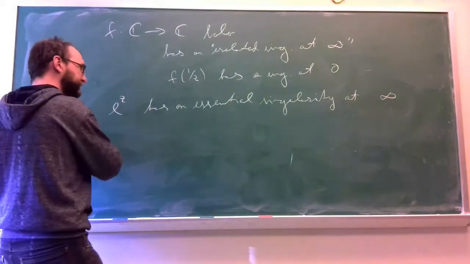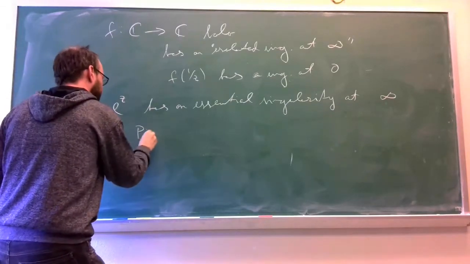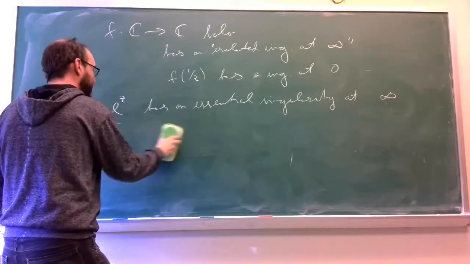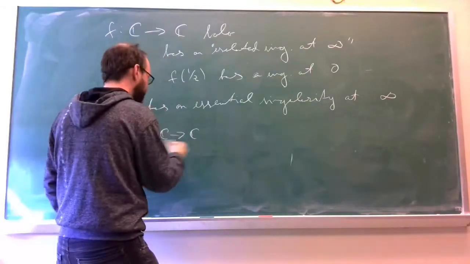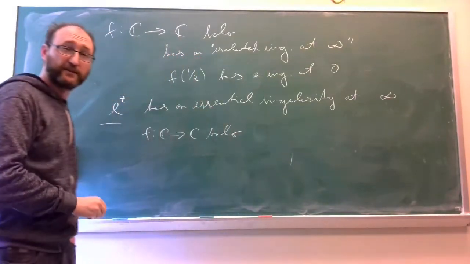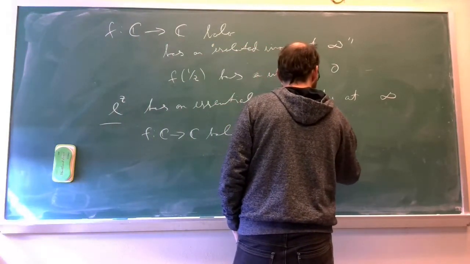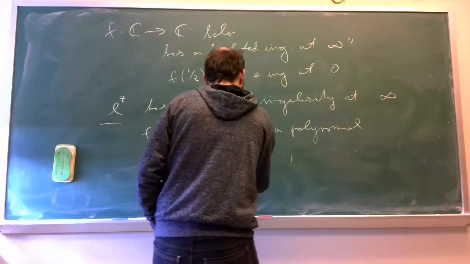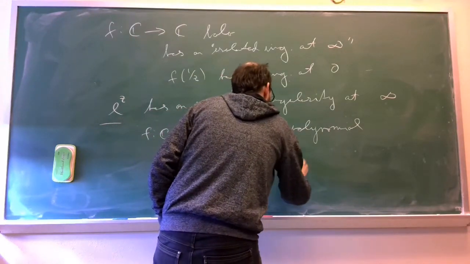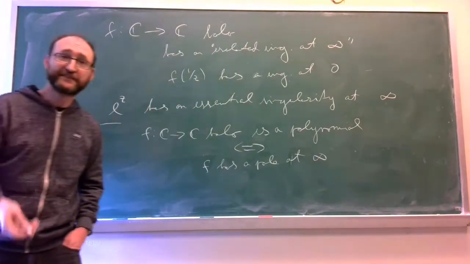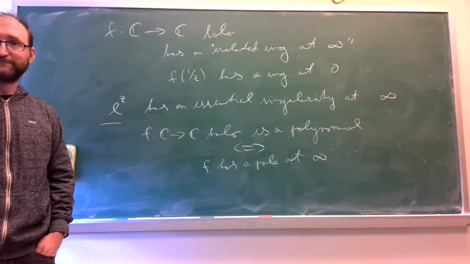So this is an exercise. If we don't know it's a polynomial yet, let's say f is an entire function. Then f is a polynomial if and only if f has a pole at infinity. And actually, the order of the pole at infinity is the degree of the polynomial, right?